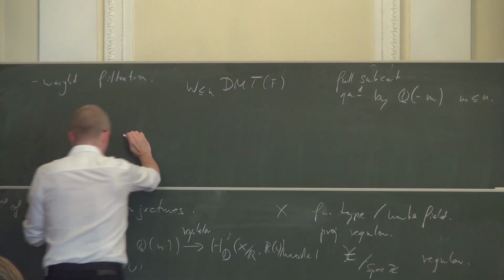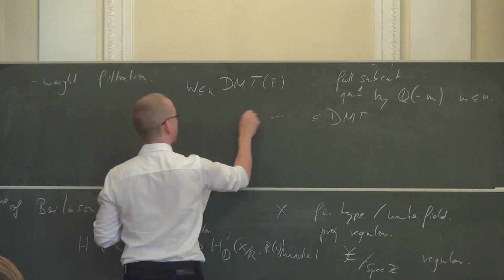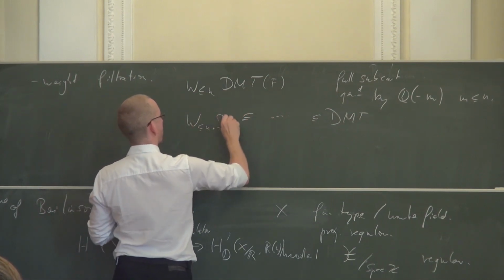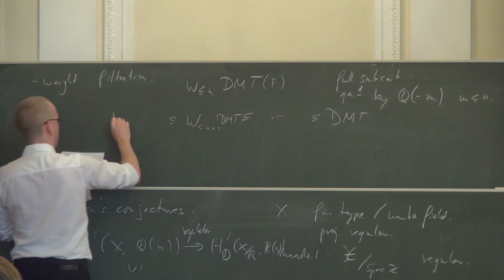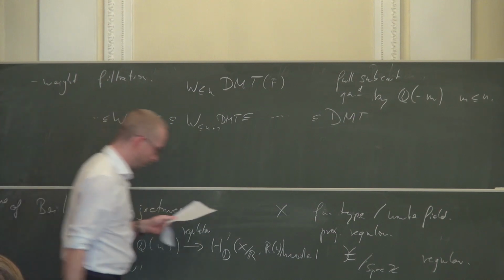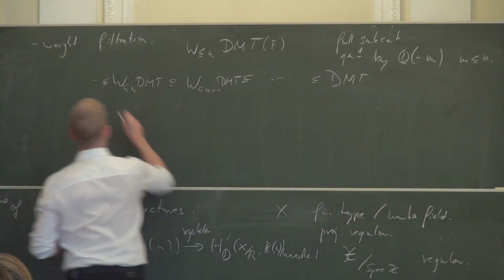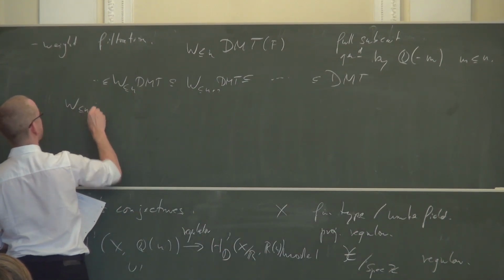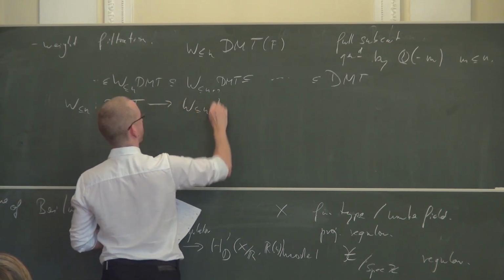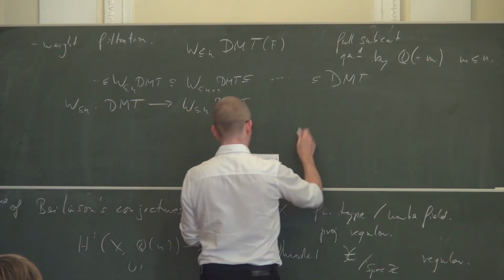And that gives a sequence of inclusions. So here you have W less or equal n+1 DMT, W less or equal n DMT, and so on. And then you have a sort of truncation functor that goes from DMT to W less or equal n DMT of F, and that is adjoint to the inclusion.